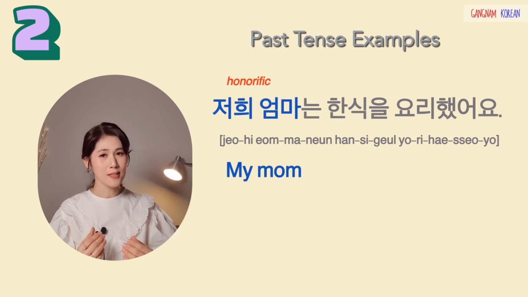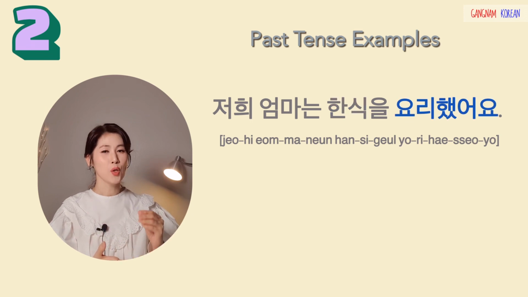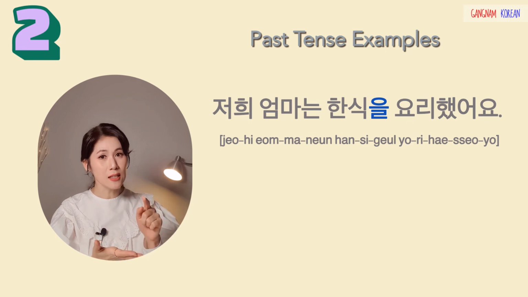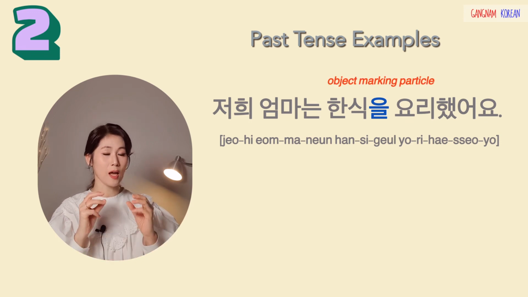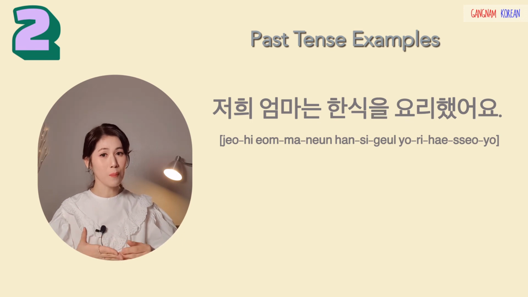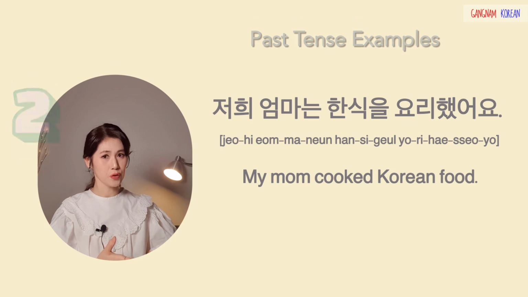Here's a sentence. 저희 엄마는 한식을 요리했어요. 저희 엄마 is a kind of 존댓말 for my mom. 한식 means Korean food. 요리했어요, cooked. And here 을 is an object marking particle, okay? So 저희 엄마는 한식을 요리했어요. My mom cooked Korean food.